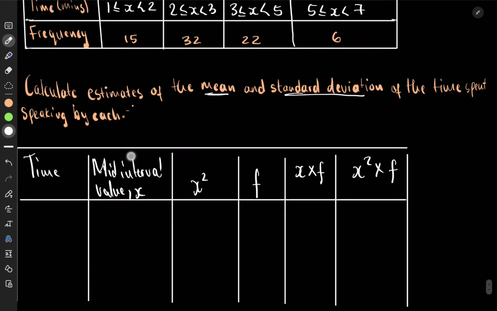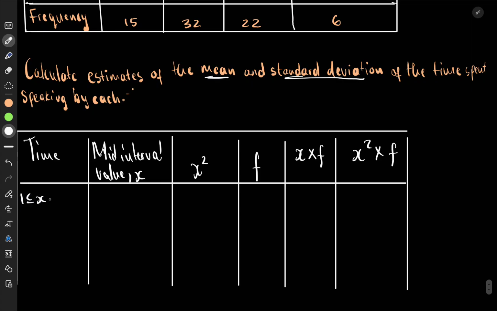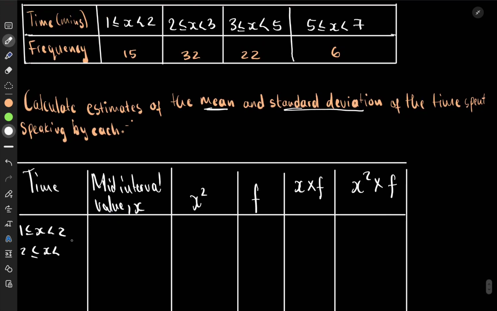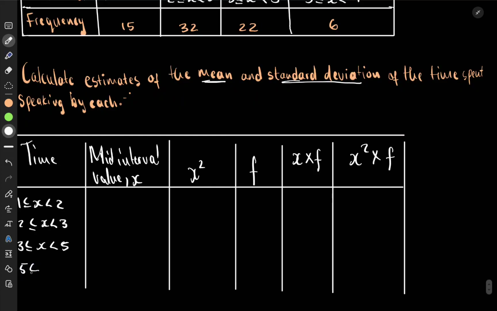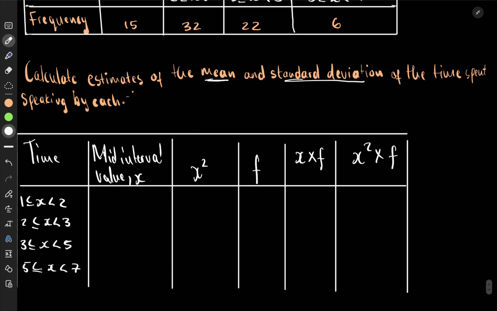What is the time? The time says 1 less than or equal to x, which is less than 2. Then 2 less than or equal to x, which is less than 3. Then we have 3 less than or equal to x, which is less than 5. Then we have 5 less than or equal to x, which is less than 7. Now, what's the mid value here? Mid interval value is going to be, since we already have a continuous scale, it ends at 2, starts at 2, ends at 3, starts at 3, ends at 5, starts at 5. So it's a continuous scale.